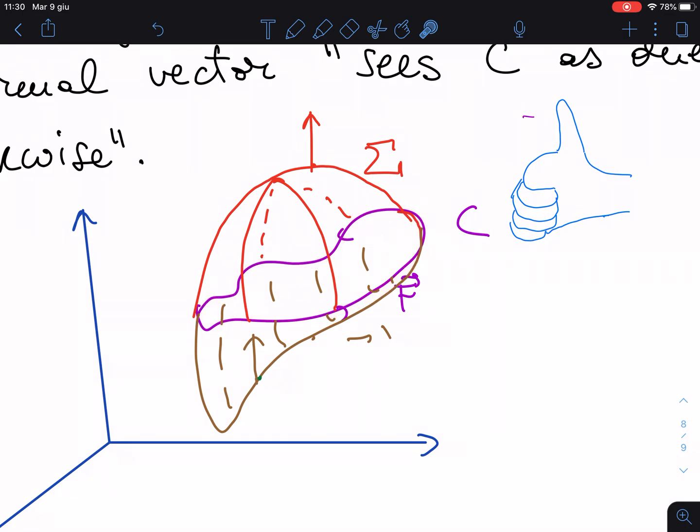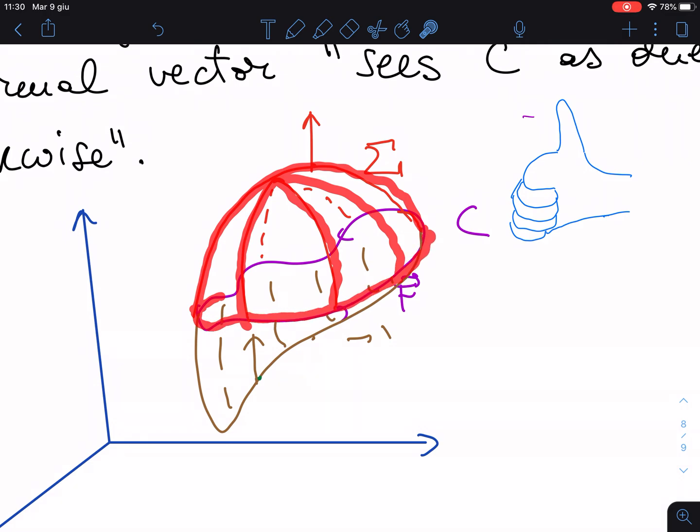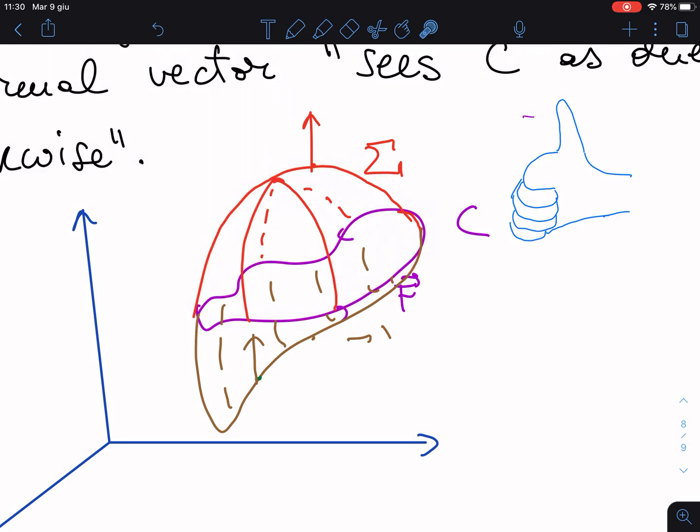Stokes' theorem tells that the circulation is equal to the flux, not of F, but of the curl of F, along, for instance, this surface. This is a sort of umbrella whose contour is not a circle, but it is this C, a sort of irregular umbrella. So you can compute the flux of the curl of F through this surface.